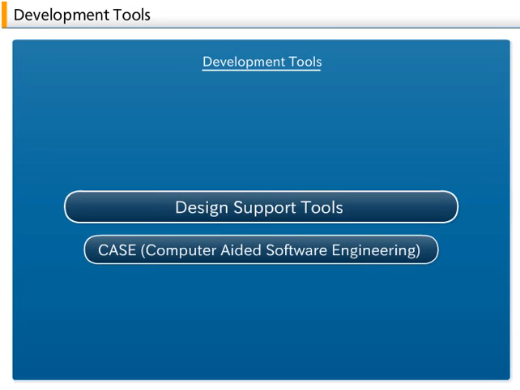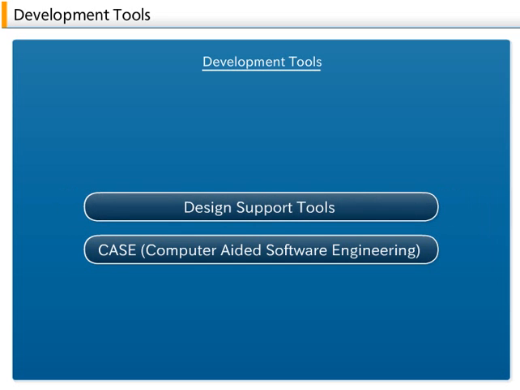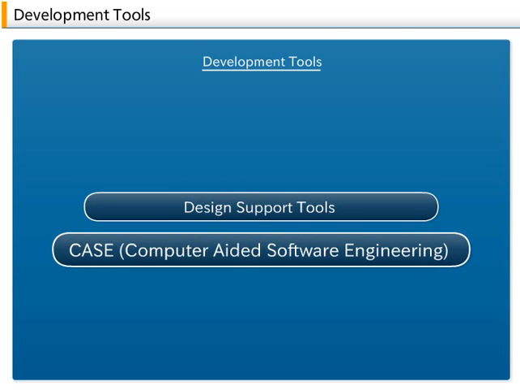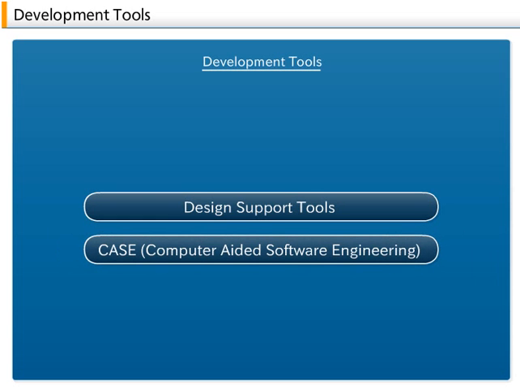One. Design support tools. These tools help in the software design process. For example, there are business operations modeling tools that help to develop a model of the work that is to be systematized, or data modeling tools that create a model of work-oriented data. CASE, computer-aided software engineering tools, are also considered design support tools.